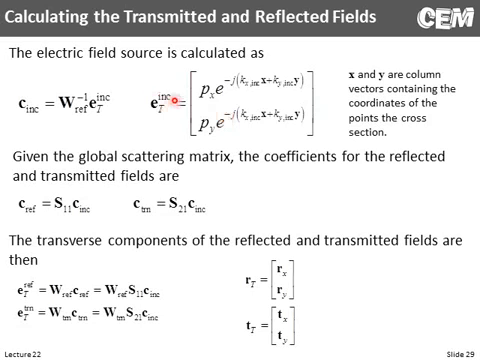Well, once we have the field in a column vector, now we can calculate the mode coefficients of our source, or the incident wave. Given these mode coefficients, we can go back to our global scattering matrix and use the S11 and S21 parameters and calculate the mode coefficients of the transmitted and reflected field. Well, once we have those mode coefficients, then we can calculate the electric field that's reflected and transmitted. And then we decompose, for example, the reflected field into X and Y components and the transmitted field into X and Y components.